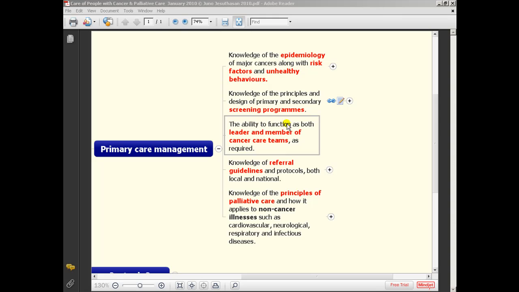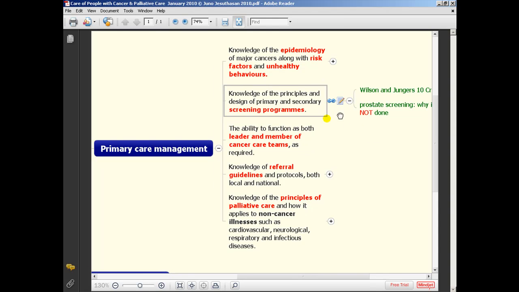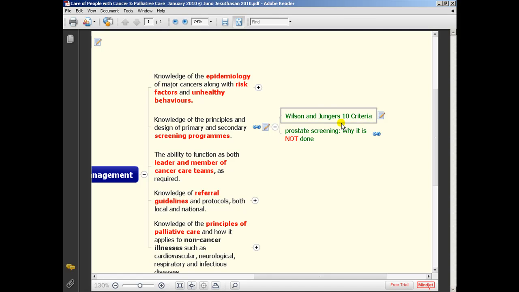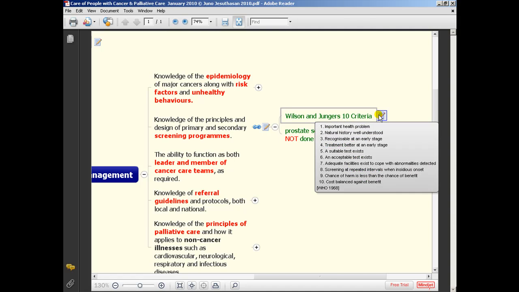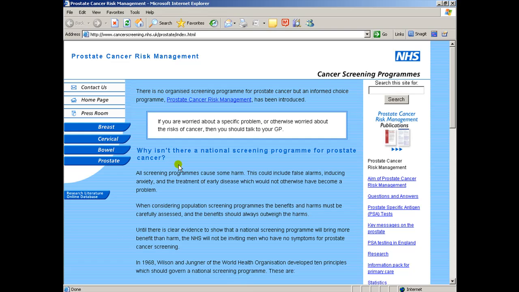Moving on to primary care management, we're meant to understand screening programs. That's a link into the Department of Health. Hovering tells you a little bit about that link. Moving on to Wilson's criteria, again hovering here will list the 10 criteria. And why is prostate screening not done? Clicking there will take us to the page which gives you the answers.